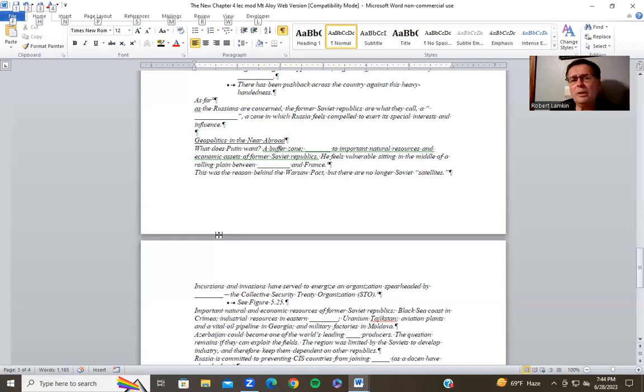Figure 533 on page 187, I think, has an inset map there of these countries I'm talking about. And as we hit the home stretch of today's lecture, Russia is committed to preventing the CIS, the Commonwealth of Independent States, from joining NATO, the North Atlantic Treaty Organization. We looked at this earlier, a military organization of Western countries designed to keep the Soviets from encroaching in Europe and elsewhere.